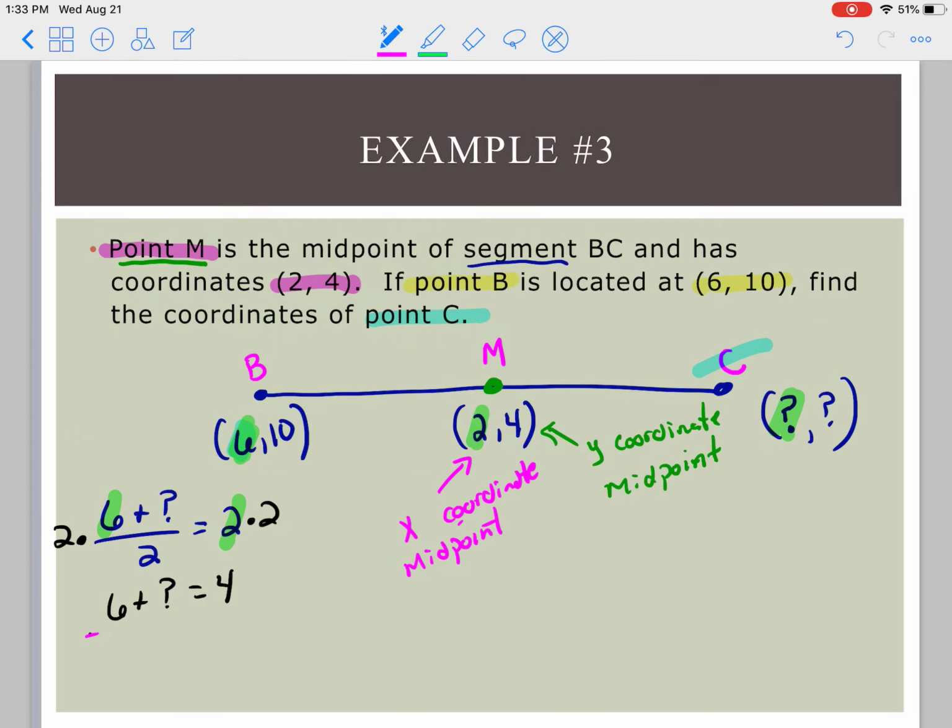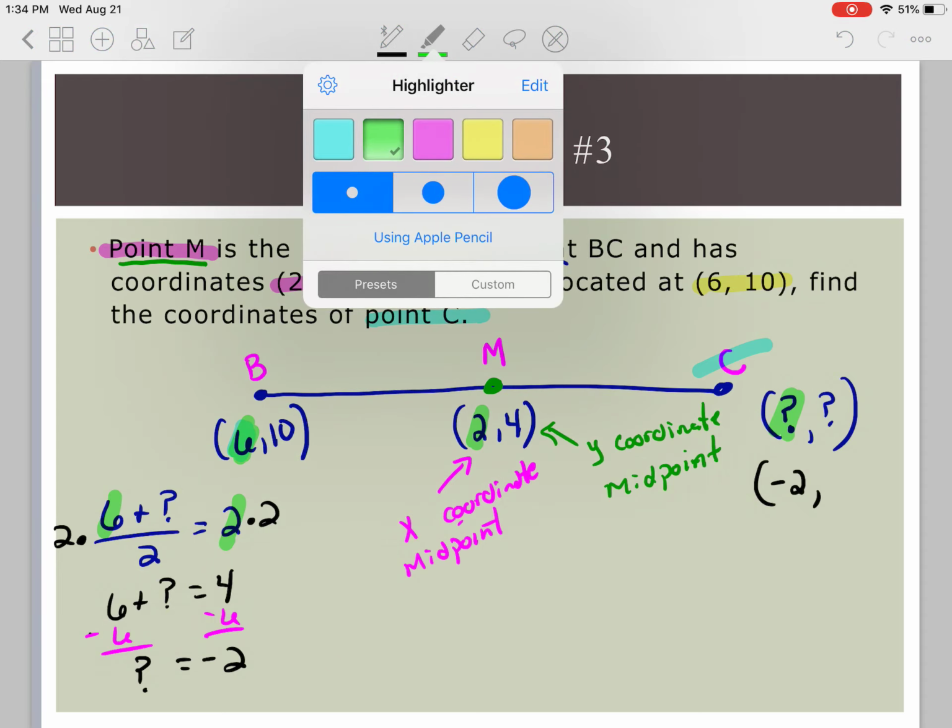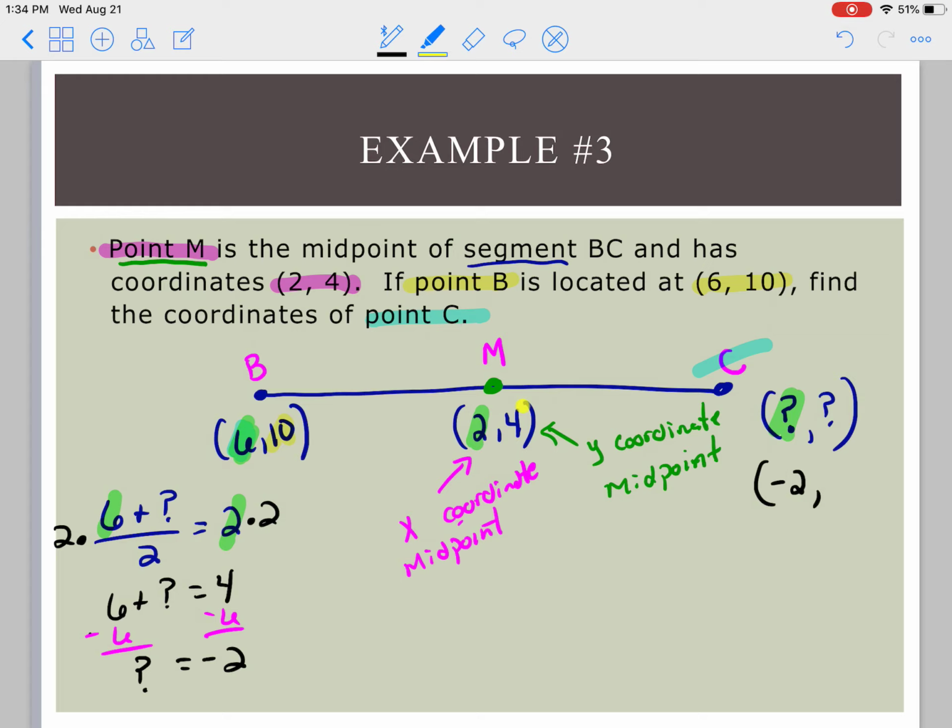I now have to subtract 6 from both sides, and my question mark is equal to -2. So the x-coordinate of C is -2. Now I have to do the same thing for my y-coordinate. So let's use yellow for the y's. I'm going to write it over here just a little bit. I'm going to say that 10 plus a question mark, divided by 2, is equal to 4.